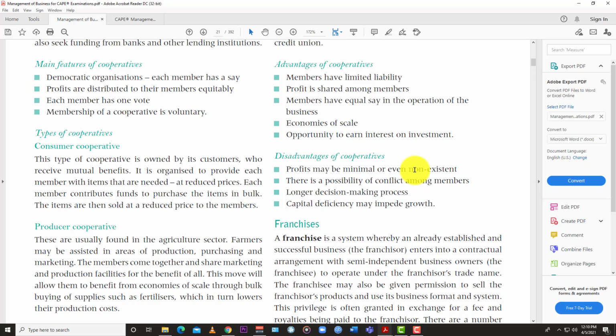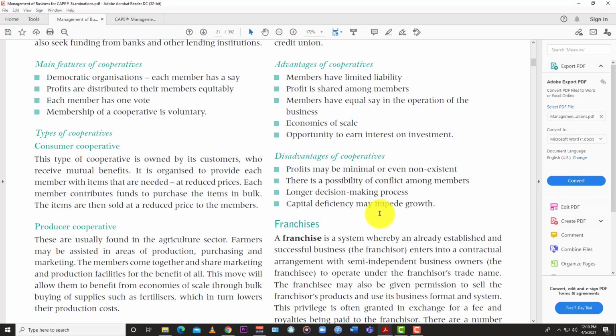There is a possibility of conflict among members. Clearly, that's normal. That's human nature. Longer decision-making process, of course, because a lot of the members would have a say in how the cooperative is controlled. And so sometimes you go to an annual general meeting, you might have some for this person to be on the board, some against this person, conflict ensues. But the good thing is, it's a democracy. It's a democratic operation, and democracy means that it takes longer than authoritarian. So democracy means everybody has a say, so you have to hear out everybody, and it takes longer to reach a decision.